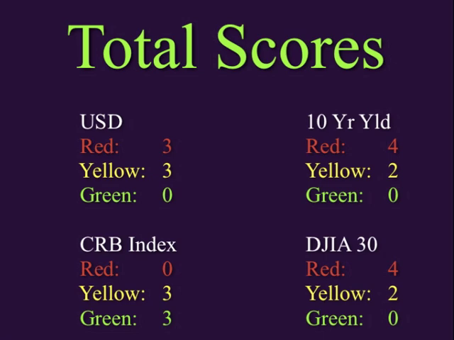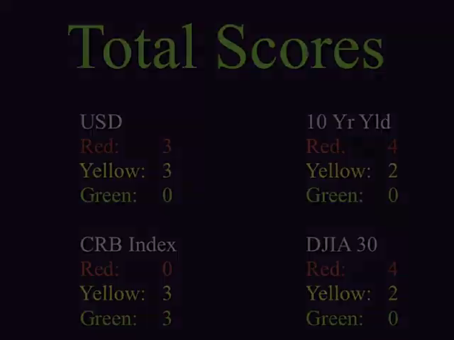And in second place, we've got the US dollar, we got 0 green marks, 3 yellow marks, and 3 red marks. And in last place, we got a tie with the 10-year Treasury yield. We got 0 green marks, 2 yellow marks, and 4 red marks. And the Dow Jones, the same, 0 green marks, 2 yellow marks, 4 red marks.